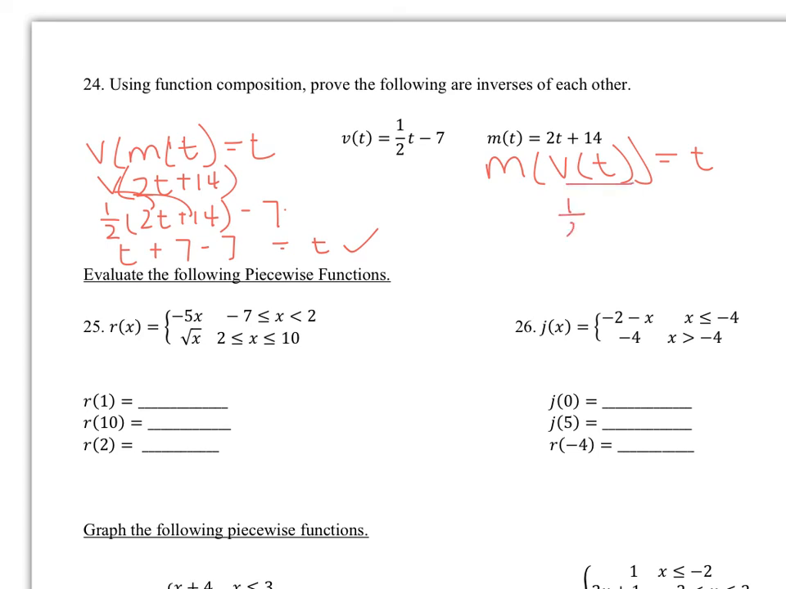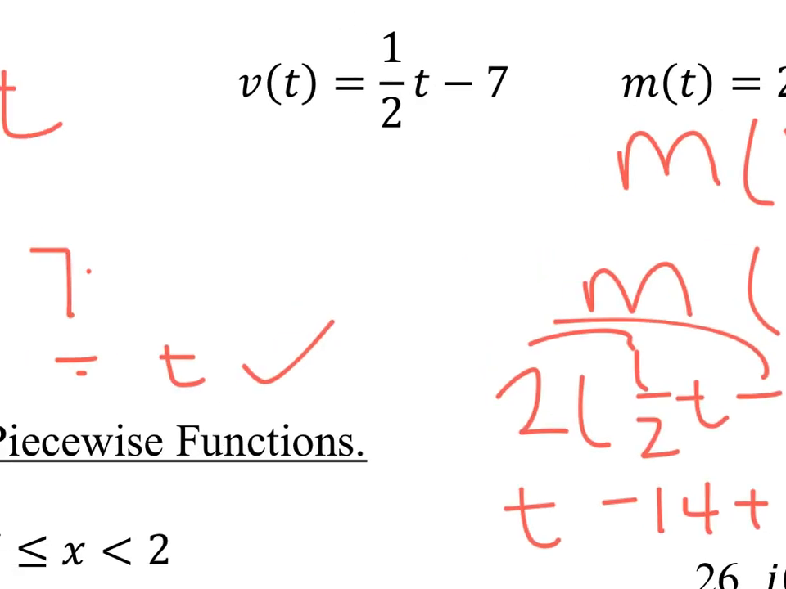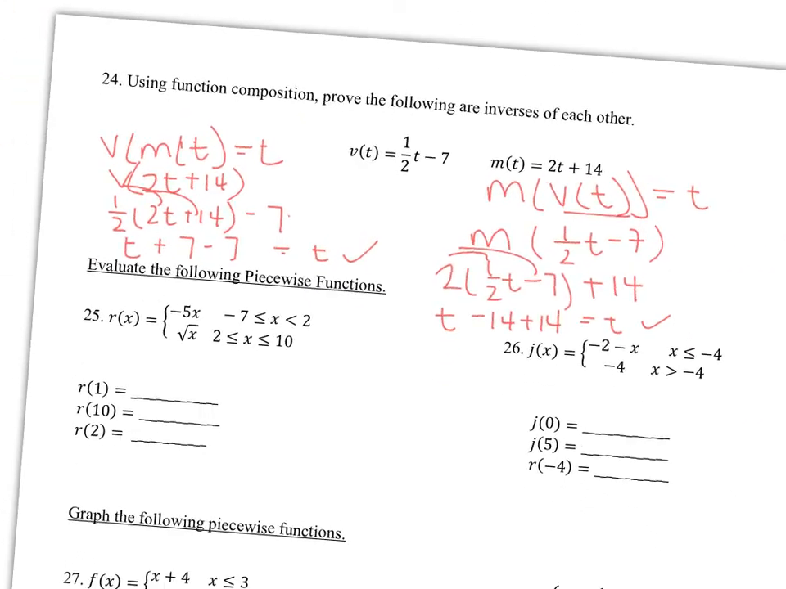v of t is 1/2 t minus 7, and I want to plug that into m. So 2 times (1/2 t minus 7) plus 14. Distribute, I'm left with t minus 14 plus 14, which equals t. So yes, this, ooh, whoa, don't know what happened there. Let's zoom out.